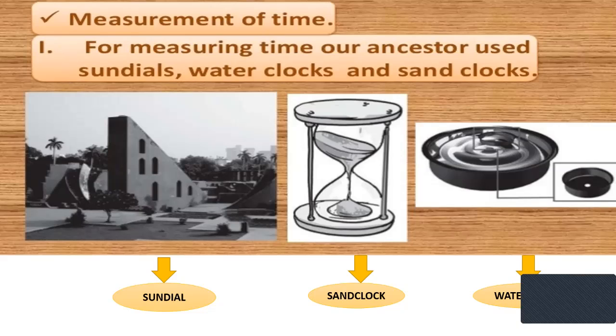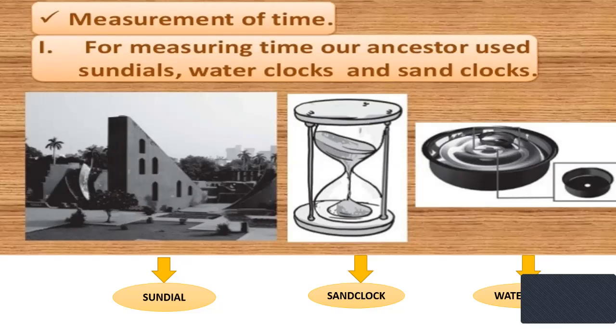Second device, it was sand clock. The sand clock is also known as hourglass. The sand clock uses the flow of sand from one glass bulb to another bulb to measure the time. So the length of time taken by the sand to pass from one bulb of the sand clock to the other gives a constant time interval.